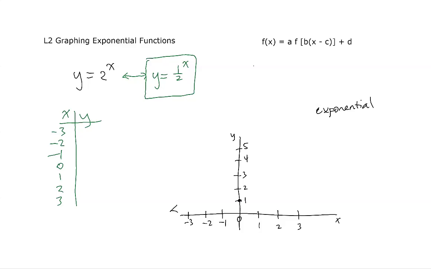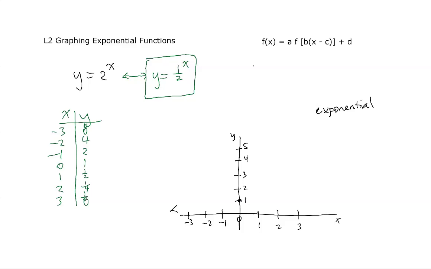Notice I'm trying to show you a relationship between y equals 2 to the x. Well, y equals half to the negative 3, believe it or not, is actually 8. And then it's 4. And then it's 2. And then look at that. Hey, it's 1. And then half to the 1, it's a half, a quarter, and an eighth.